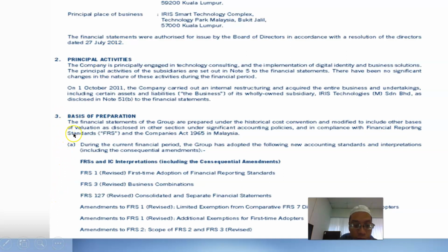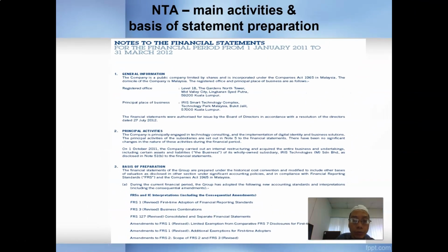So here it says that the financial statement of the group are prepared under the historical cost convention and modified to include other bases of valuation as disclosed in other section under the significant accounting policies. And it also mentions the standards that the company has adopted in the preparation of the financial statements. It says here, during the current financial period, the group has adopted the following new accounting standards and interpretation. So they listed down the standards that the company adopted.